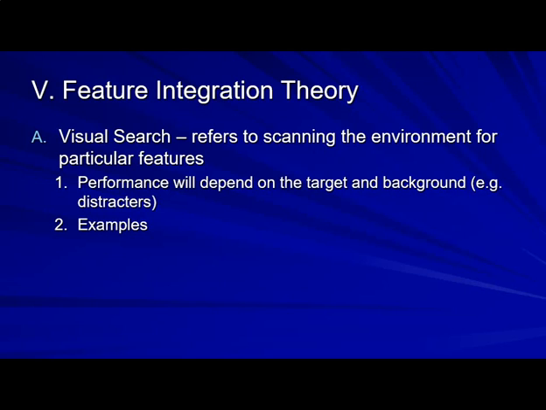So in these visual search tasks, performance depends on both the target and the background. So it's going to be a little bit similar to what we talked about with the feature detection theory, but it's a little bit different. So here we're talking about trying to find, in this particular instance, we used letters and colors. So you're finding a letter of a particular color. This is very simple. We call this a pop-out phenomenon when it sticks out like that. It just pops right out at you.